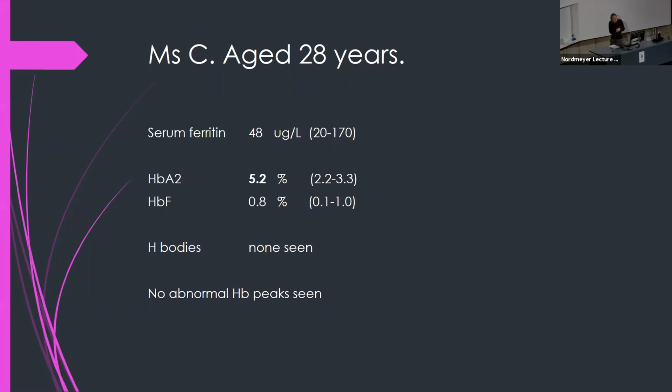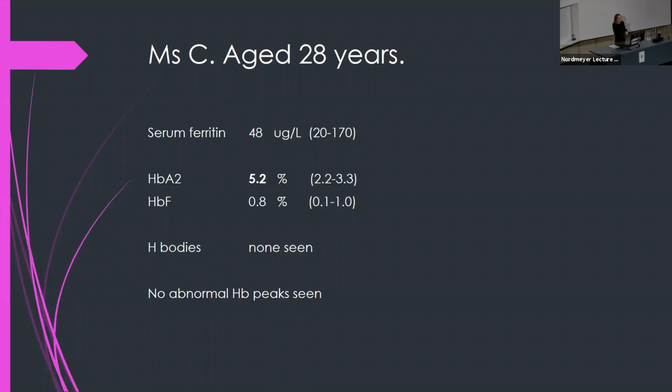And then we've got some hemoglobinopathy studies. So she doesn't have any abnormal hemoglobin peaks. By that they mean she hasn't got hemoglobin S, she hasn't got hemoglobin C. So it's not sickle cell, but she does have high hemoglobin A2 at 5.2%. And she doesn't have H bodies.